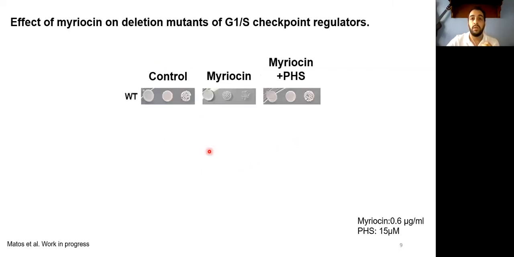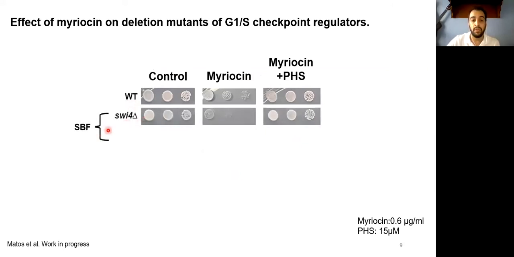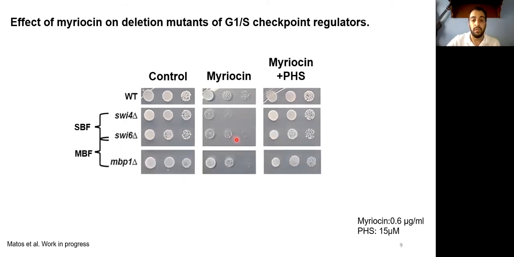So we compared the sensitivity to myriocin of the deletion strains of those G1/S regulators to the wild type. We saw that the SBF mutant, the cells that lack the SWI4 transcription factor, are more sensitive to myriocin when compared to wild type. The SWI6 mutant and the MBP1 mutant present a similar sensitivity to the wild type, suggesting that the SBF complex, and specifically the SWI4 transcription factor, has a specific role in regulating sphingolipid synthesis. The effect of myriocin in all cases was reversed by addition of phytosphingosine, as we can see here, where cells can grow again.